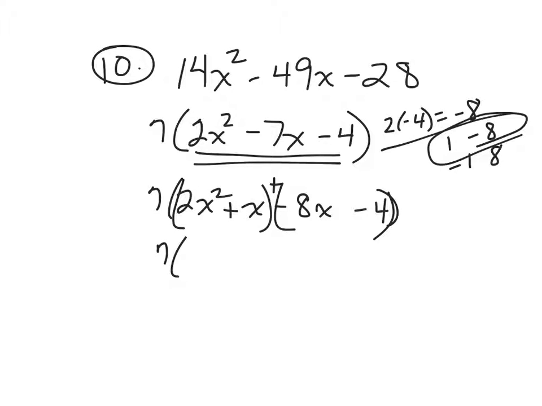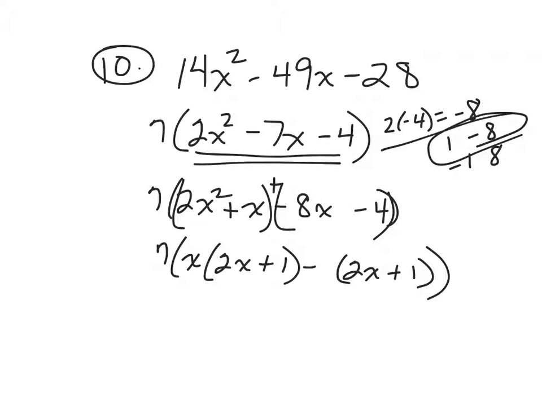Let's do some grouping. So, out of 2x squared and x, we could take out an x. It's going to leave 2x and plus 1. Out of negative 8x and negative 4, think about what would I have to take out so that I can be left with a 2x plus 1. Well, do you see the signs are going to have to flop for that to happen? So I'm going to take out a negative, and out of 8 and 4, you can take out a 4. So at the end of the day, I've got a 7, a 2x plus 1, and an x minus 4.